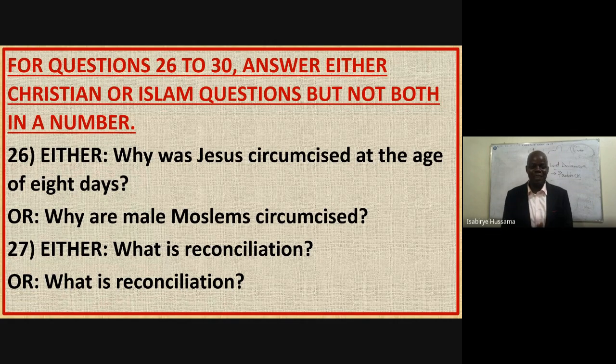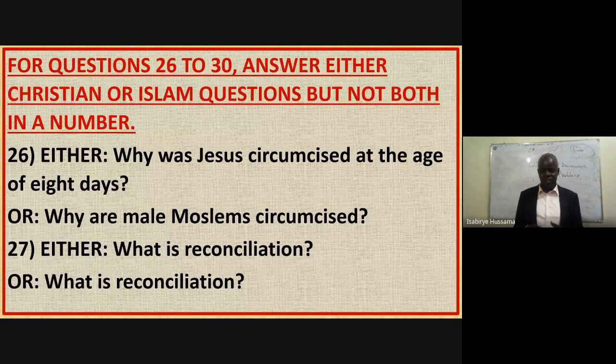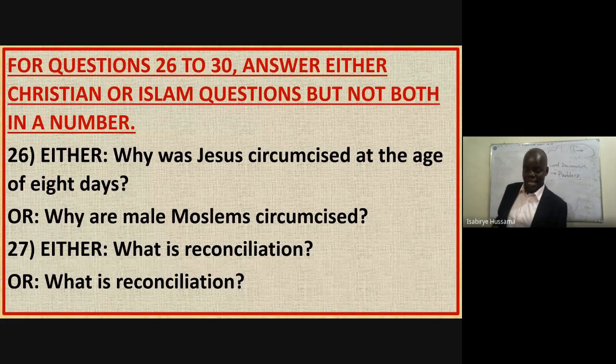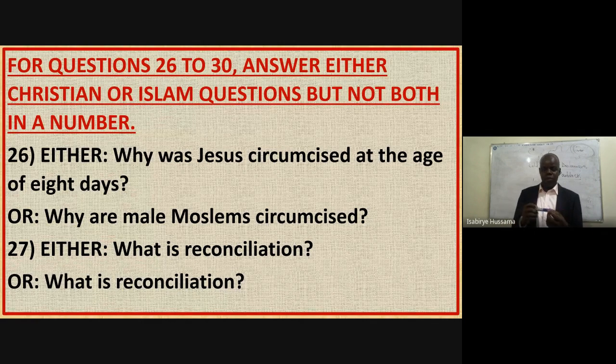Now, male Muslims are circumcised. There are 2 answers or 3. One is to promote cleanliness. Another one will say it is a sign of purity. You understand that when I say cleanliness, they assume that once the foreskin is there, you are not clean. So once this foreskin is removed, they are promoting cleanliness, or purity. Those are the reasons for circumcision.